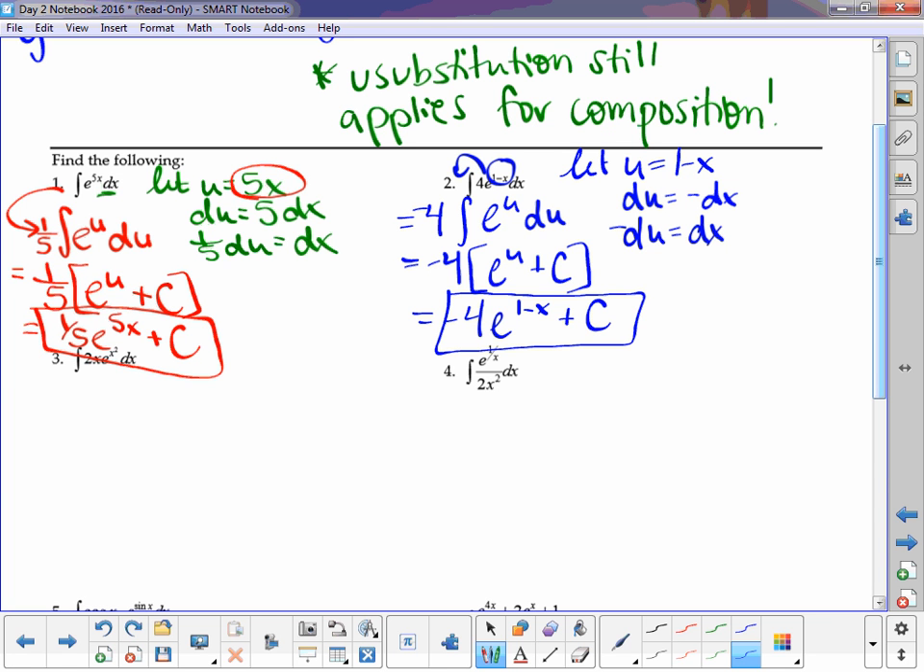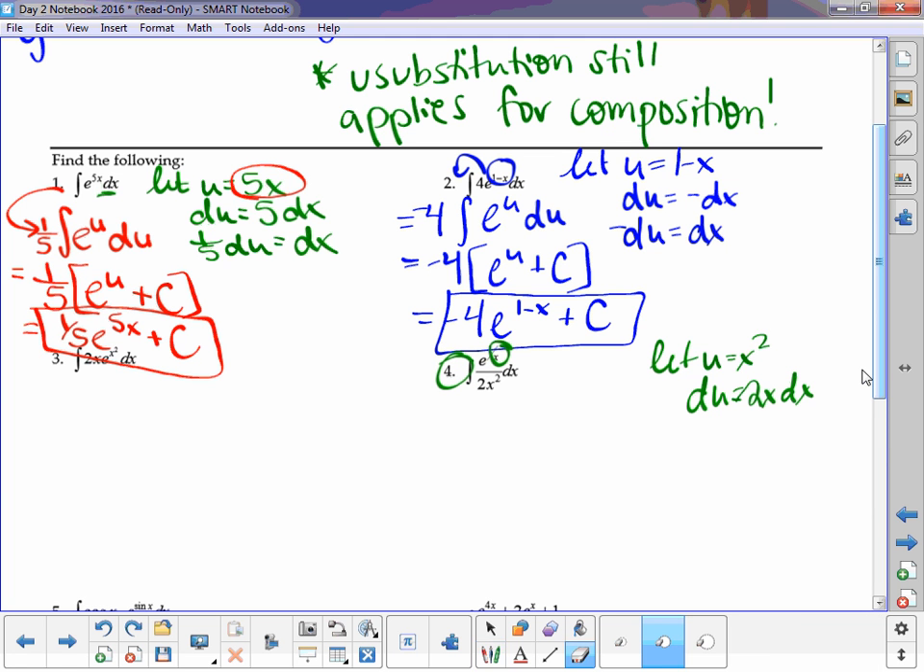Alright, with number 4, what do you think we should let our u be? Alright, so if we let u be x squared, what would my derivative be? Right, du would be 2x dx. But I still have this issue here of 1 over x, and it doesn't cancel out with anything here. So although x squared was a good option, because that is in the denominator, it's not what's going to work best for us. What else could we try instead?